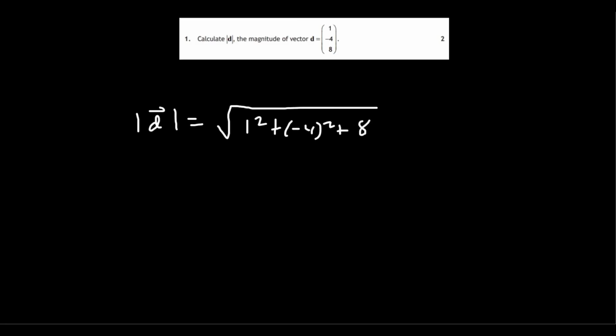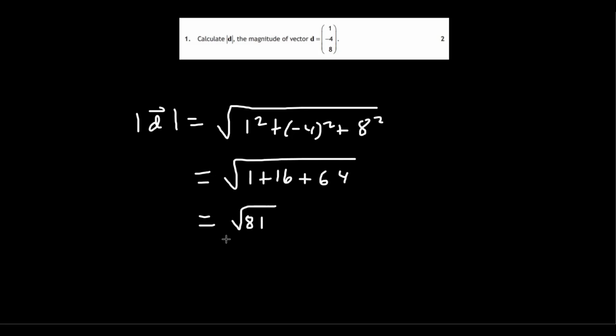So question 1, calculate the magnitude of vector D. So it would just be the magnitude of D equals 1 squared plus minus 4 squared plus 8 squared. And that would give 1 plus 16 plus 64. And then that would be 81, so the magnitude of vector D is 9.